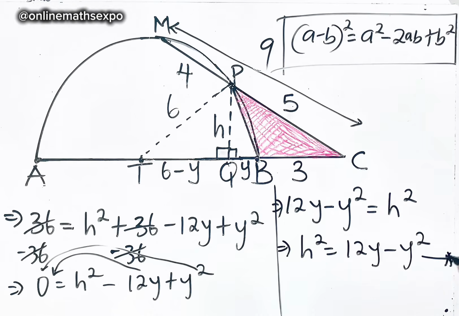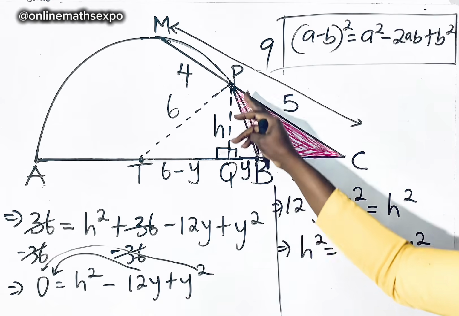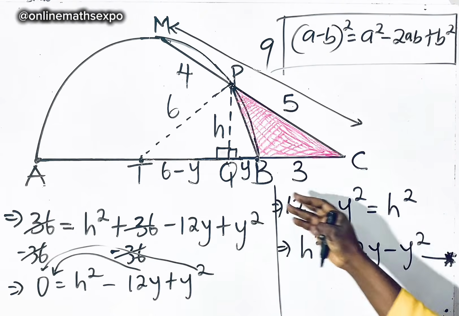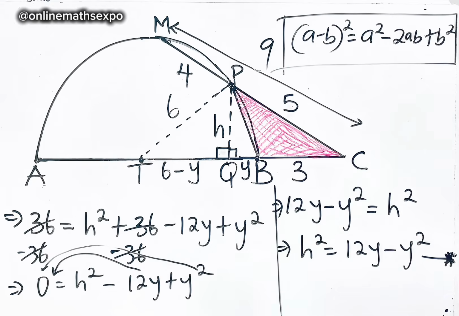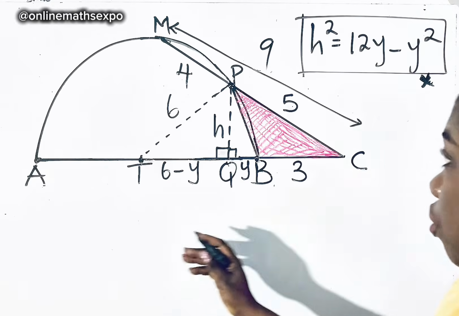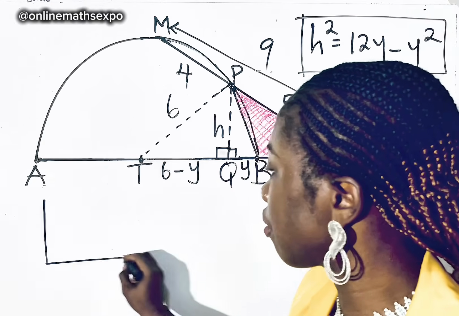We are going to keep this equation. We'll come back to it. Now, what should we do next? Let's consider this triangle PQC. Let's use it, and to do that, we bring out triangle PQC. This is what we have.